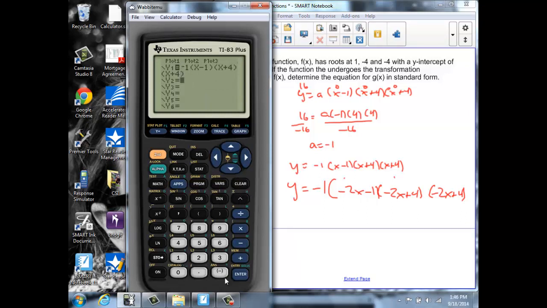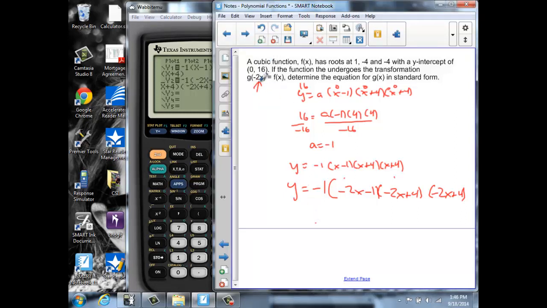So here's my new equation. Negative 1, so rather than writing x, write negative 2x, and then still subtract 1. Rather than write x, write negative 2x plus 4. Okay, is everyone okay typing that second equation in? I'm just going to make this bold so I can tell the difference between the two.